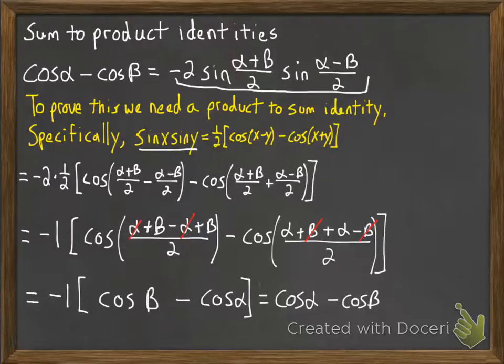Again, not a difficult identity to prove. Once you have it set up right, keep track of the fractions. The main thing to realize is that you need to have this particular product to sum identity for that one.